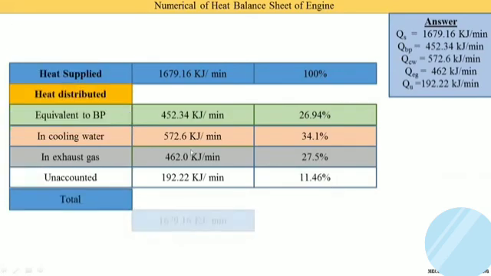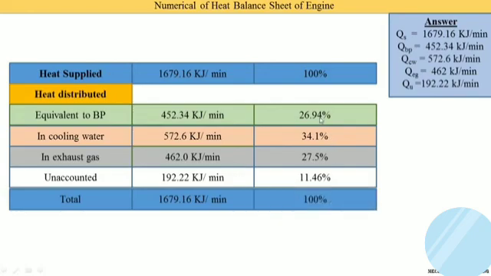Now we make the total. This total of the heat distributed is by default equal to the heat supply, and all this summation is equal to 100, meaning 26.94 plus 34.1 plus 27.5 plus 11.46 is equal to 100. So all are the same.